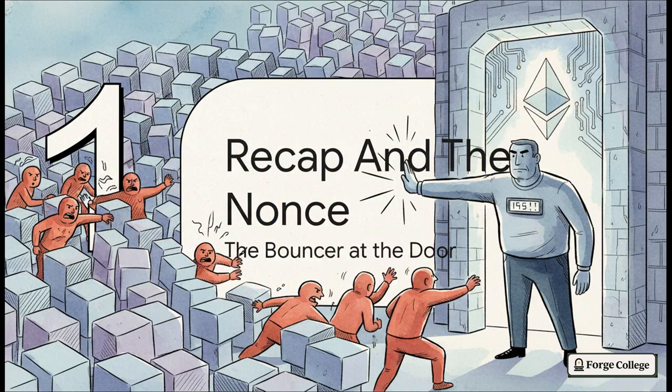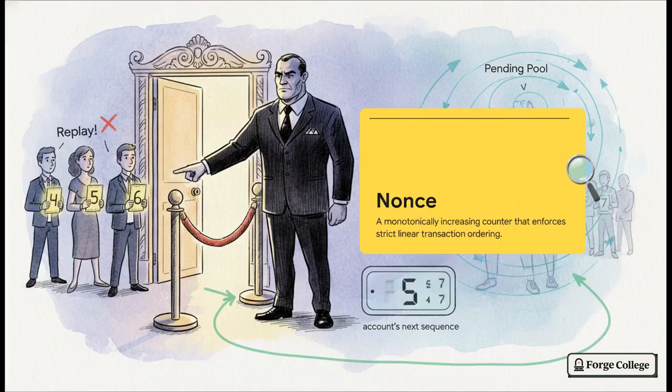Section 1. Recap and the nonce, the bouncer at the door. So, we all absolutely despise impatient line cutters, right? Imagine you're in this massive transaction queue and someone tries to just shove their way to the front. To prevent this kind of chaos, Ethereum uses a formal mechanism called a nonce. Technically, it's a per-account, monotonically increasing counter that enforces strict linear transaction ordering. But let's translate that engineer speak, okay? The nonce is basically the ultimate uncompromising bouncer at a club door.